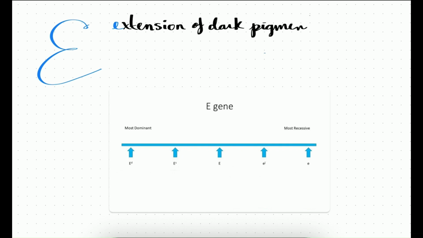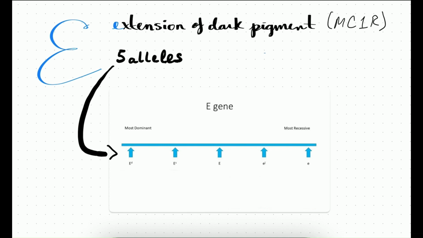The E gene, scientifically known as MC1R or melanocortin 1 receptor gene, controls the extension of dark pigment. In part 1, we discussed the E gene a bit and only mentioned 2 alleles. However, the E gene is actually a little more complicated. In order of descending dominance, the E gene has actually 5 known alleles. We have ED, ES, E, EJ, and little e.